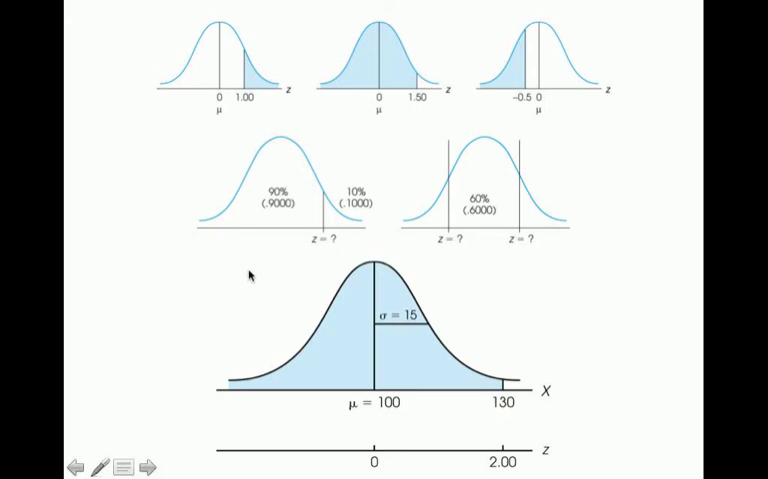So you can use your z-score table not only for determining the percentile for a given z-score, but you can also find the z-score that represents a particular percentile rank. If you're asked, what is the z-score that's at the 60th percentile, you can determine that from the table.